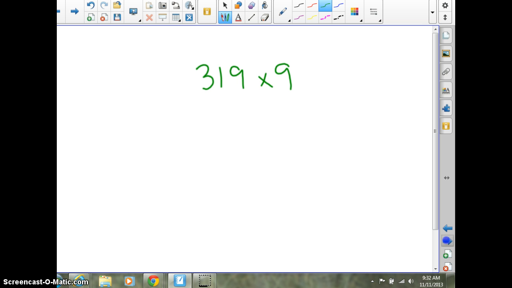There you go. Use your multiplication chart if you don't know, okay?